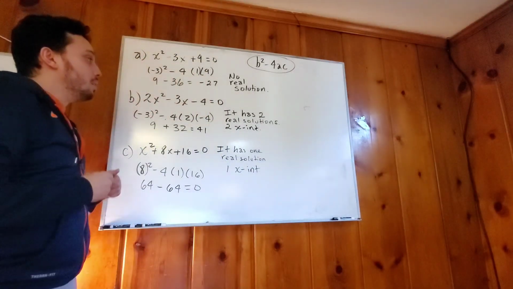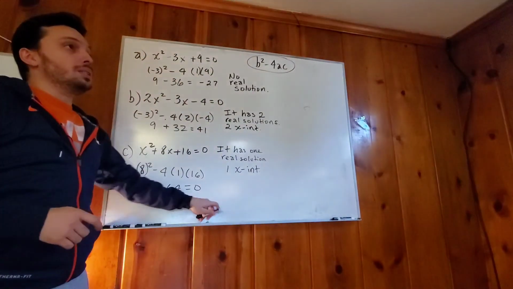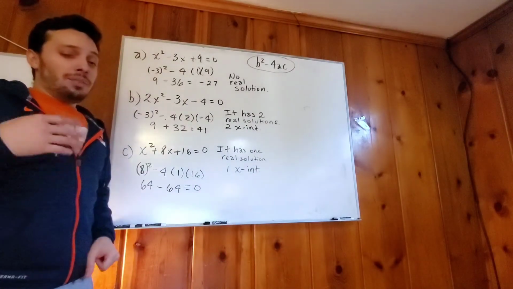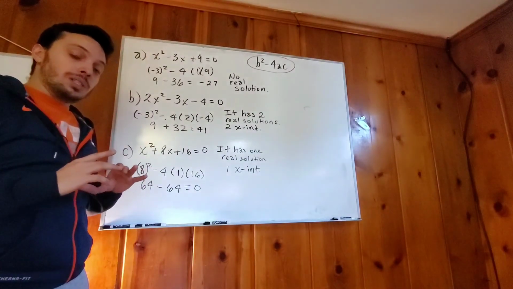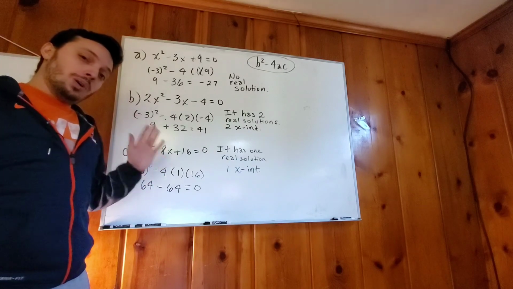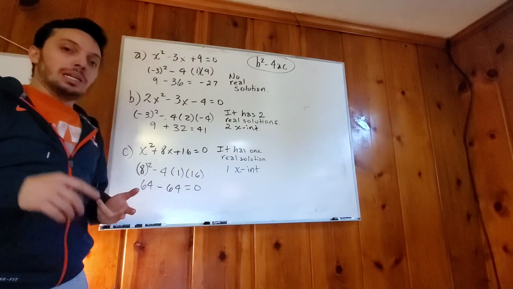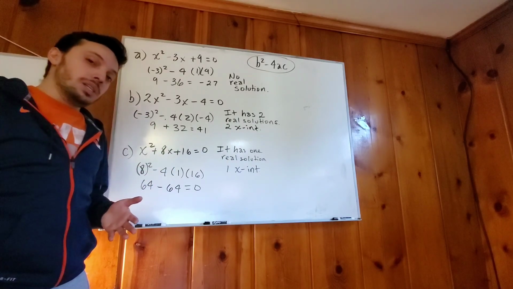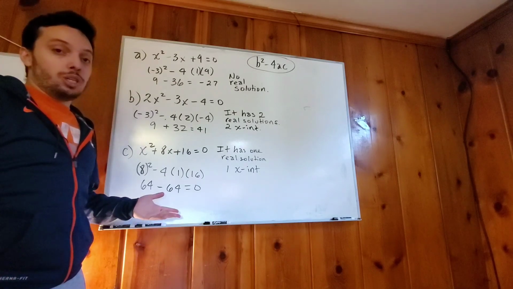That's it for this lesson. All you have to know is the discriminant, b squared minus 4ac. If you ever forget what it is, it's what's underneath the radical in the quadratic formula, negative b plus or minus the square root of b squared minus 4ac, over 2a. And that's pretty much it.